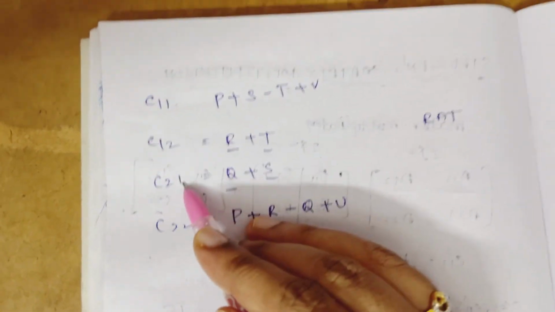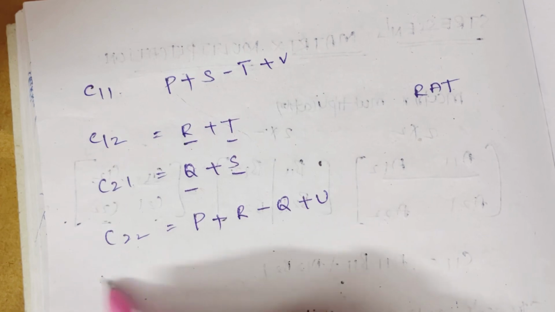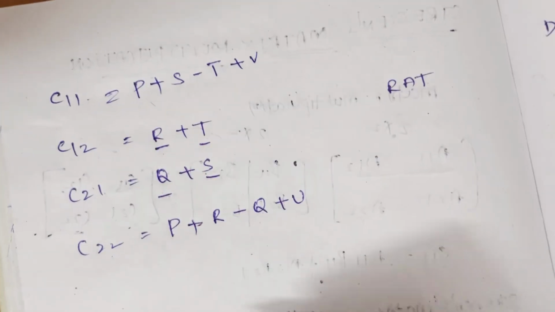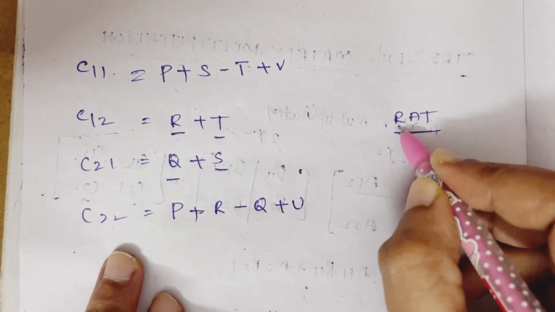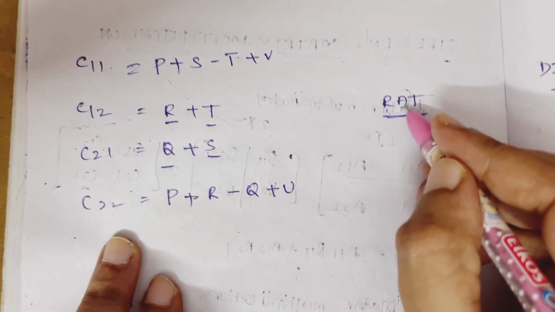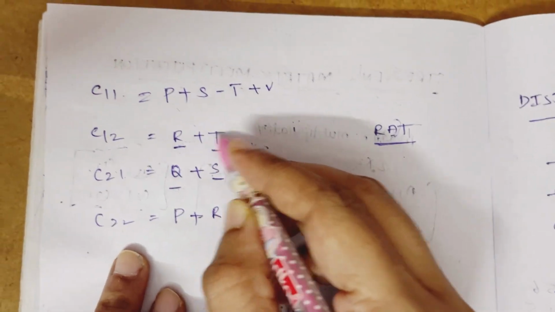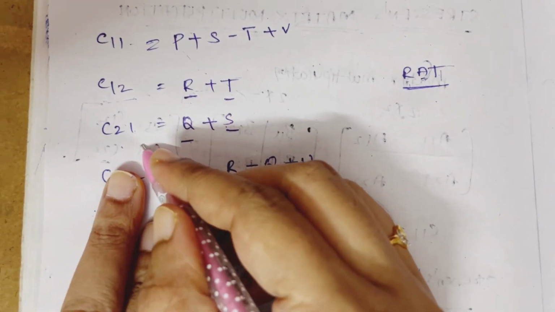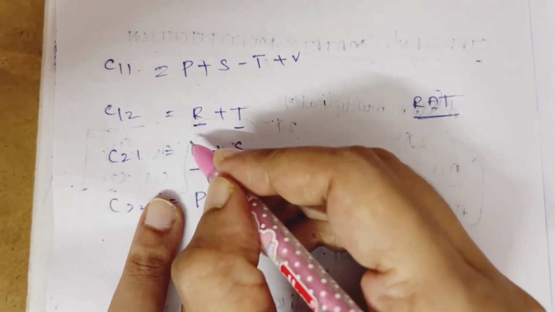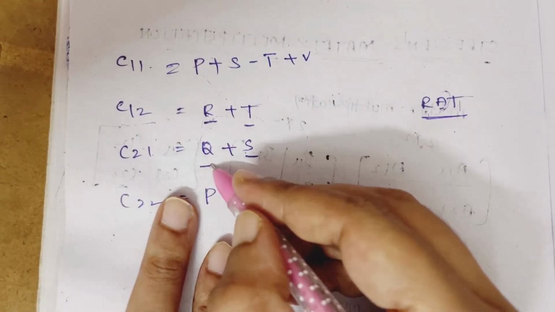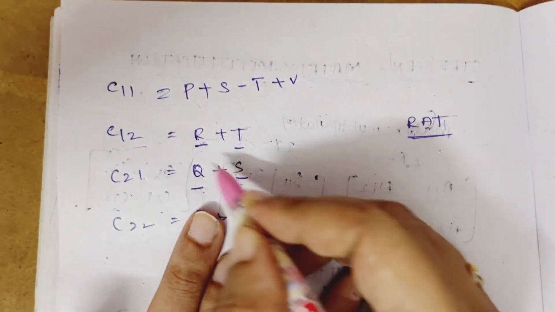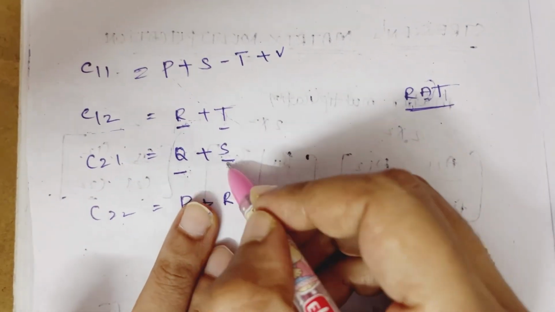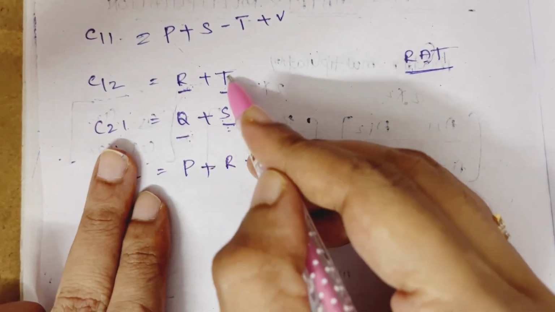Now we have to write the formulas for C11, C12, C21, C22, that means the resultant matrix. First remember C12 as R addition T. The addition symbol is plus, so R plus T. Next, coming to C21: decrement R by 1. What is the letter before R? Q. And the letter before T is S. So Q plus S is C21. C12 equals R plus T.